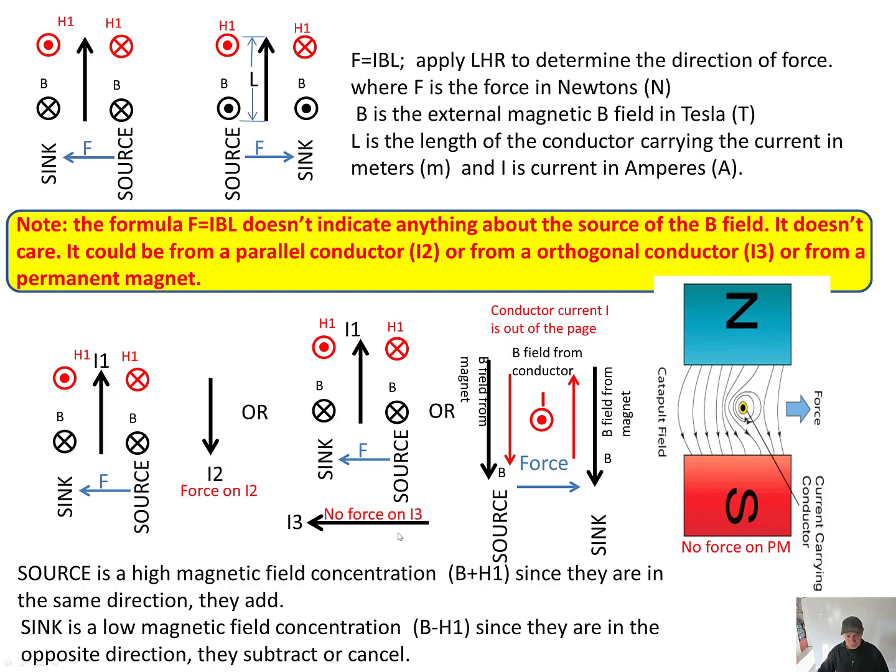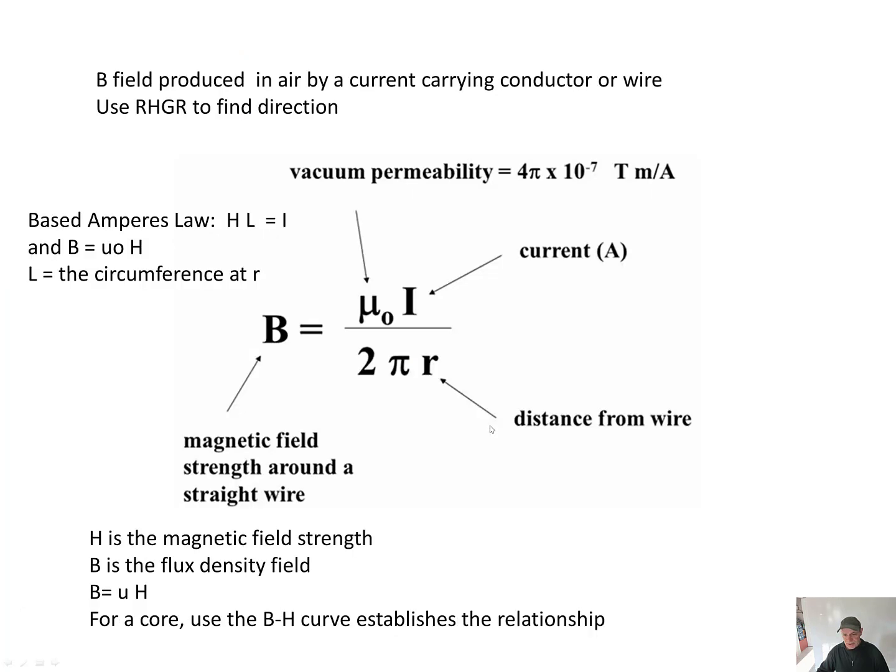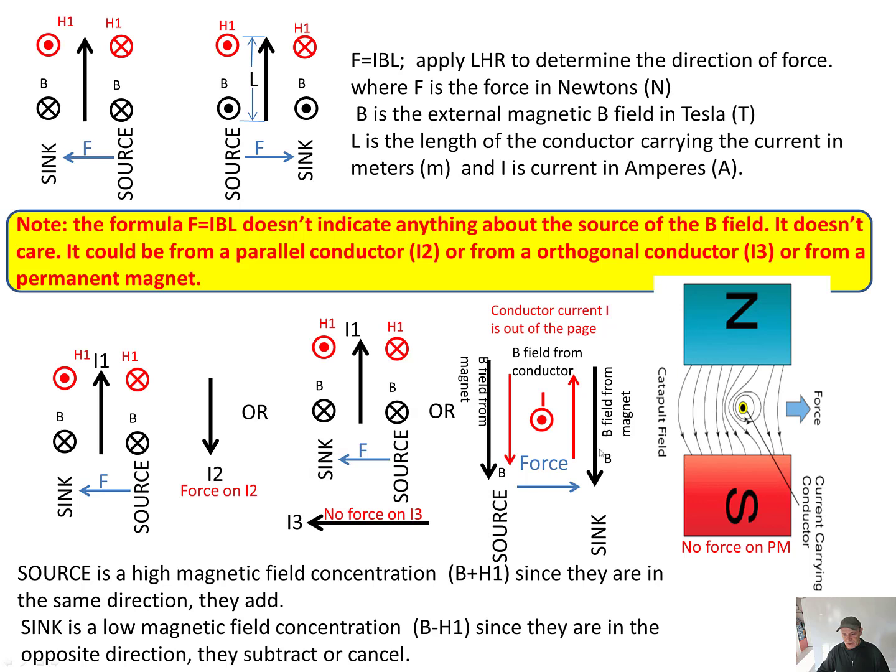In this case, I3 is 90 degrees to I1. It still produces a B field, the same one on both sides. It still will cause a force. But I1 will not cause a force on I3. Or you can use a permanent magnet. There's a B field from the magnet, and it's in the same direction here.